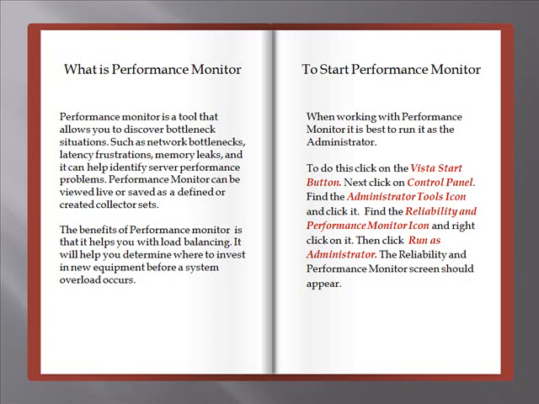When working with Performance Monitor, it's best to run it as the administrator. I'm going to go over this and then we'll go to a live view. To do this, click on the Vista Start button, which I run on my computer. Next, click Control Panel and find the Administrator Tools icon and click on it. Find the Reliability and Performance Monitor icon, right-click on it and click Run as Administrator. This should bring up the Reliability and Performance Monitor screen.